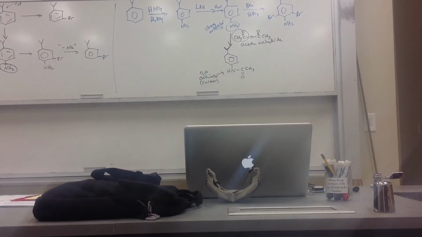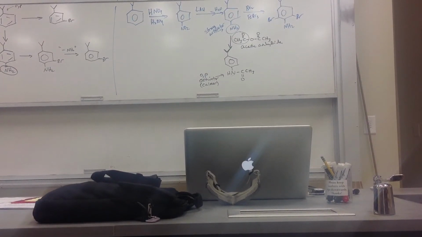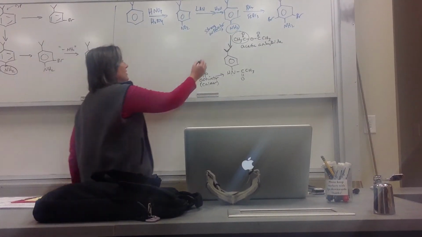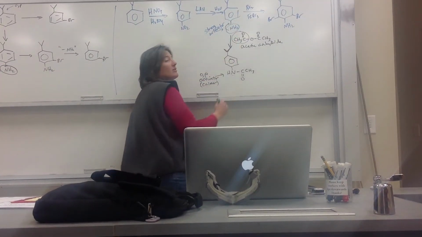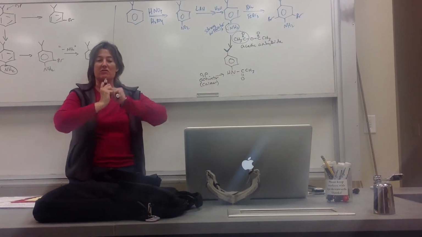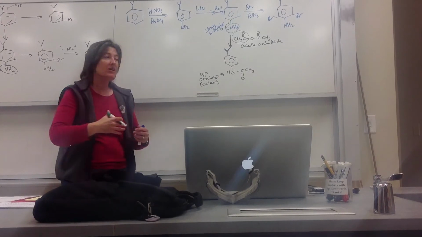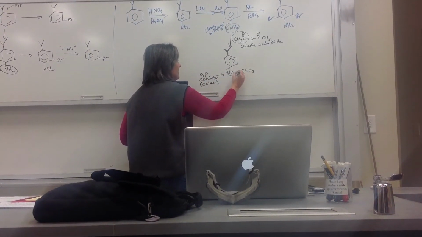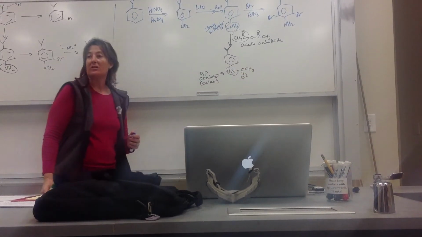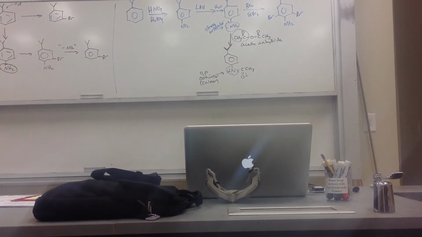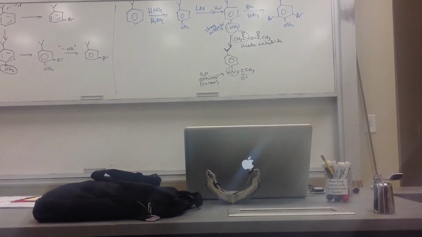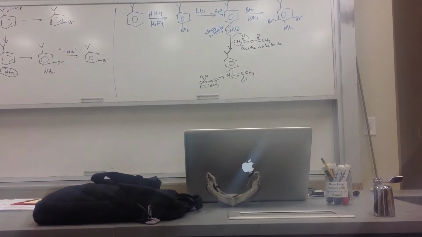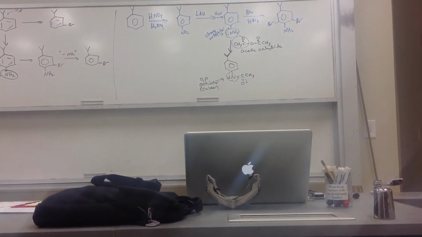Because the electron density is delocalized. With NH2, my lone pair has nowhere to go but into the ring. Right, so it's donating the full lone pair into the ring. Here though, this lone pair can go into the ring, still can do that, but it can also go into the carbonyl. So that electron density, you might think of it as a cloud, is not entirely skewed into the ring. Okay, so it's not quite as active.